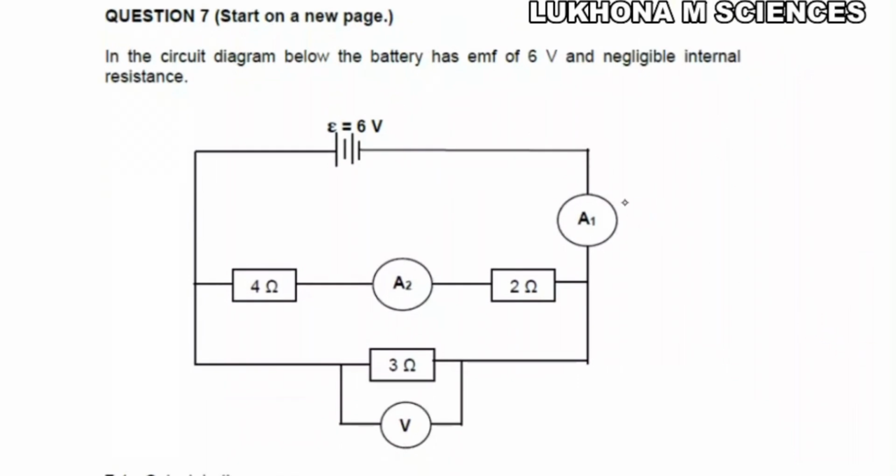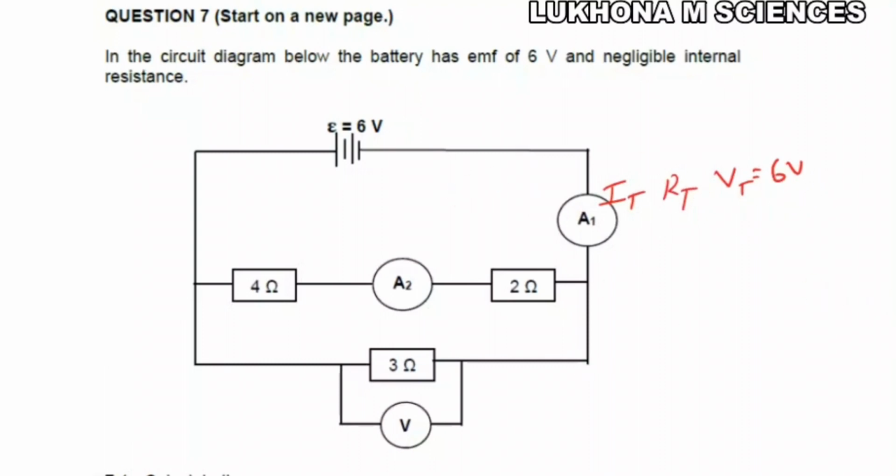So this is the current. The reading on the ammeter is known as the current, that is the total current. To get the total current, you need the total resistance and the total voltage. In this case, the total voltage is 6 volts because that is the EMF. Okay, now let's go to the questions.